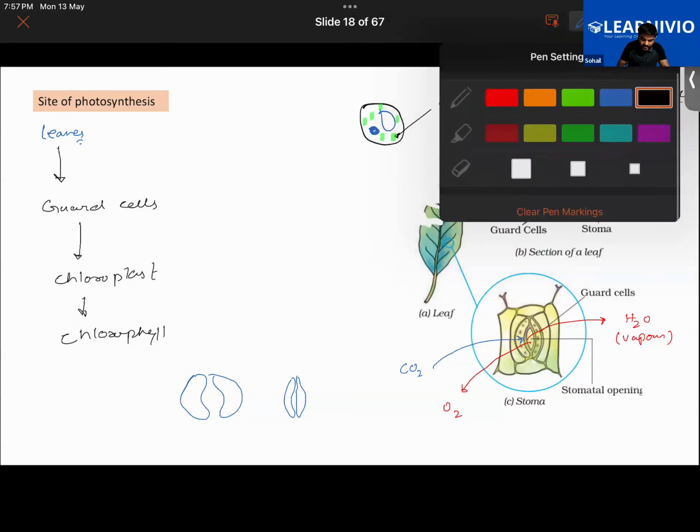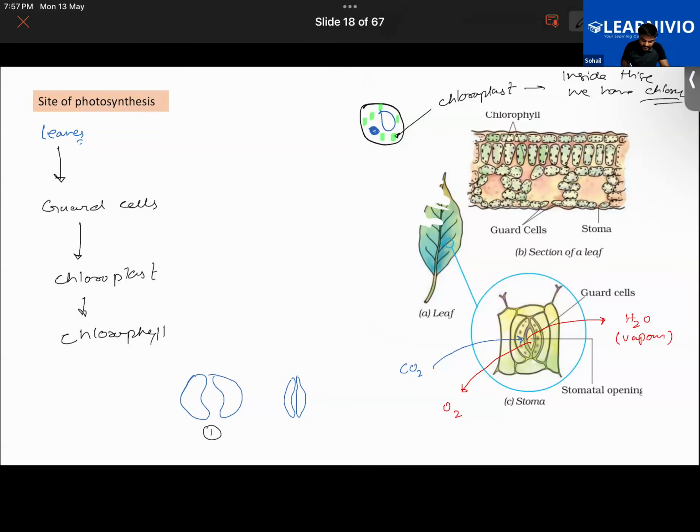See, both of them are guard cells. In the first image, water is filled into it. In the second image, water is not filled into this. So as water enters into the guard cells, they expand, they swell, and thereby the pore is open. While when water is not filled into the guard cells, the pore closes.